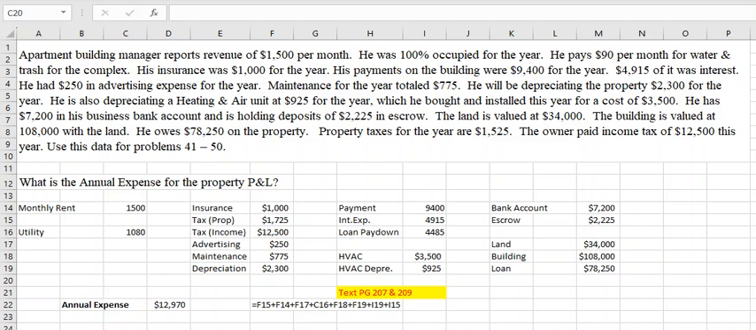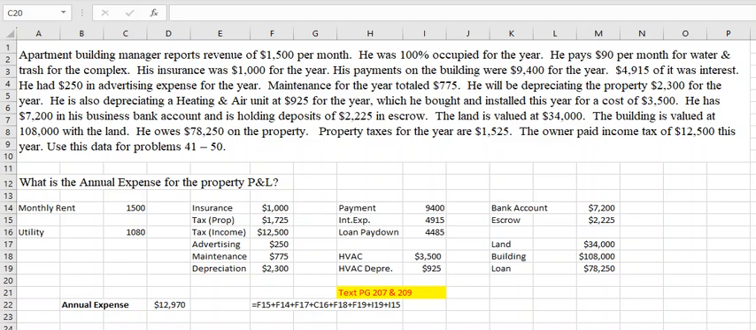There's also $7,200 in a business bank account, and there's another $2,225 in escrow as a deposit. The land for this property is valued at $34,000. The building is valued at $108,000, and the owner has a remaining loan balance of $78,250. The property taxes, so taxes for the property, are $1,525. The owner paid income tax of $12,500.